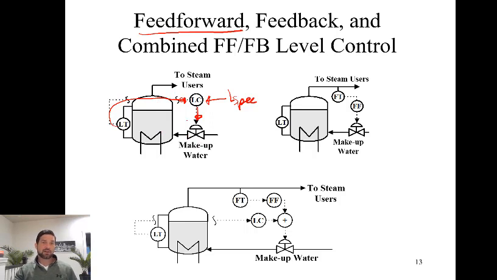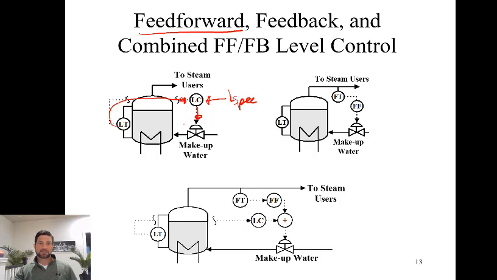But one of the things that we know is that as users pull steam off of the system, the level is going to change. What that means is that as the steam is being used, the level is going to decrease before any sort of corrective action takes place. But as this flow increases, we're going to need to increase the flow of makeup water to the system.